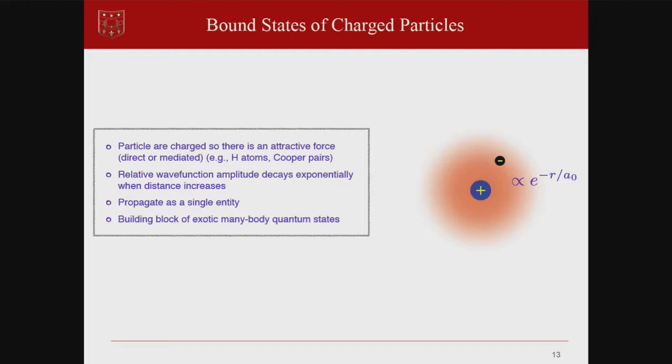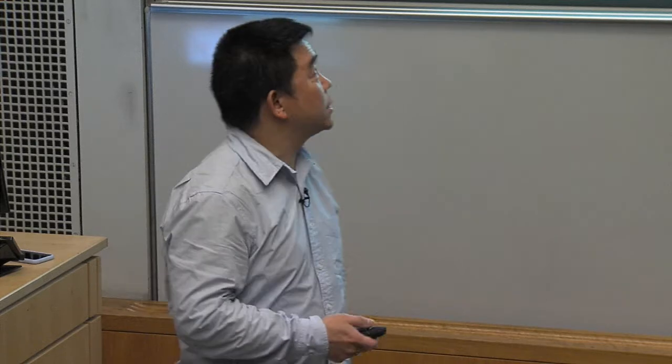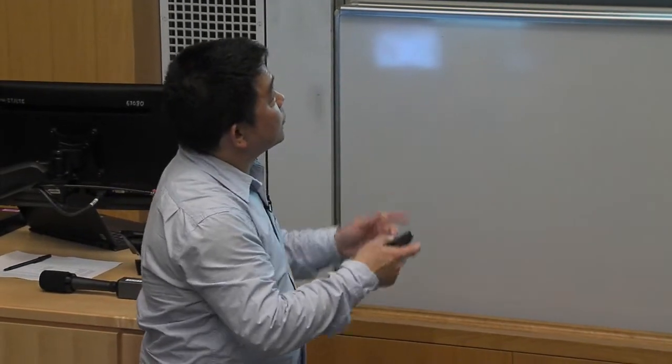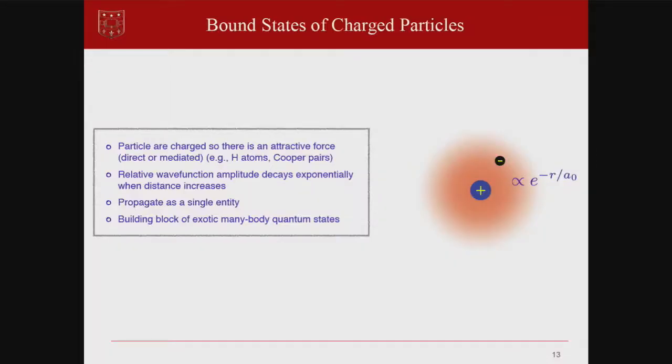Before that, let's take a look at the bond state. The typical bond states are always formed by charged particles. So the particles are charged, so there is an attractive force between them, either direct or indirect. And when we say something is a bond state, that means the relative wave function decays exponentially as the distance between the particles increases. And this bond state propagates as a single entity. And bond states typically are the building blocks for many exotic many-body quantum states.